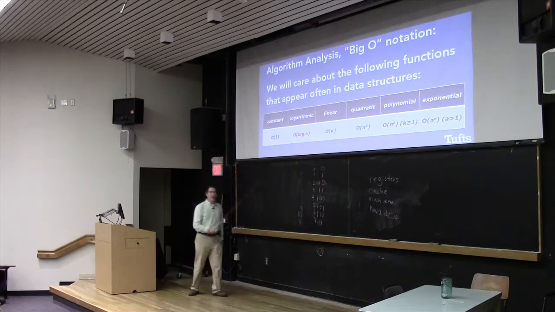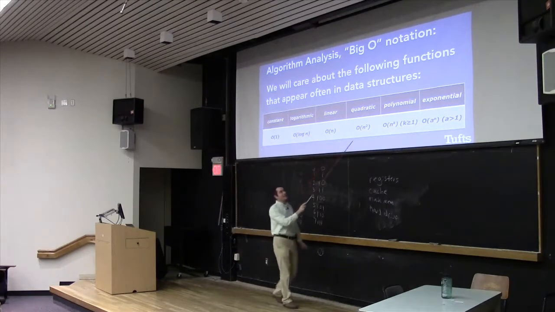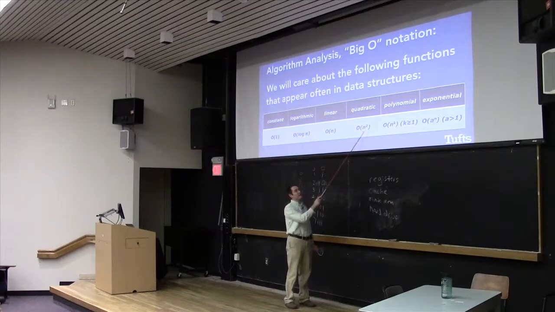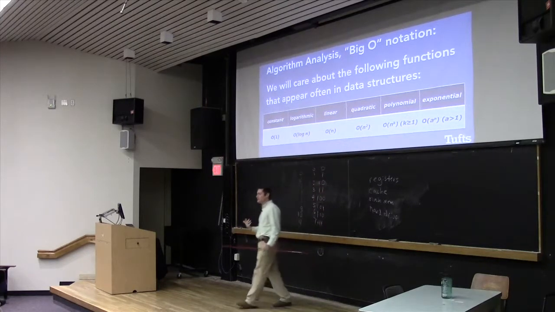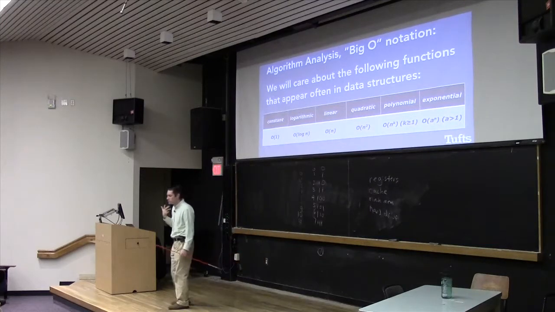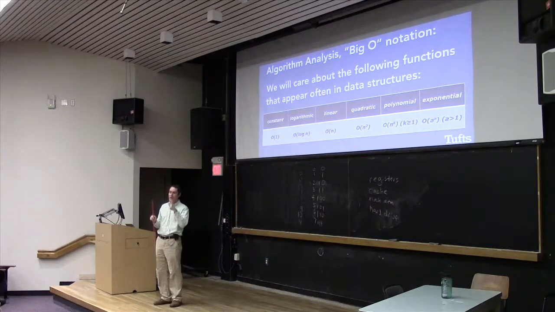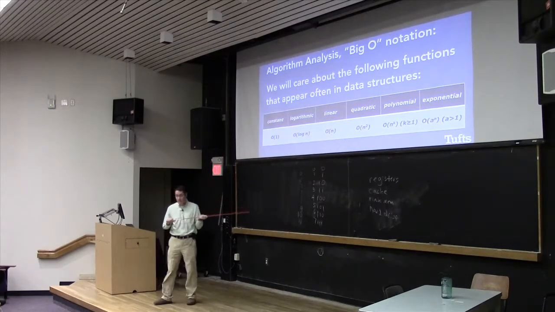Quadratic and polynomial. These ones we'll talk about in a little more detail in a few minutes, but it basically means that there's some sort of squared amount of things you have to do. Like you have to do a value, and then you have to do that same value again for a squared number of times. Polynomial is the same thing. It could be cubic, or raised to the third power, fourth power, or something like that.